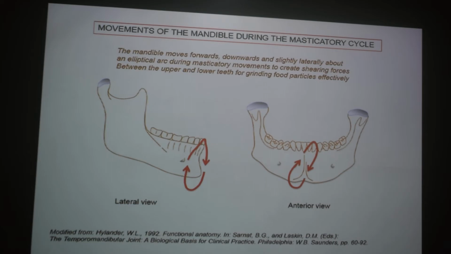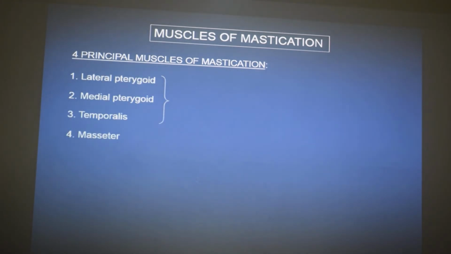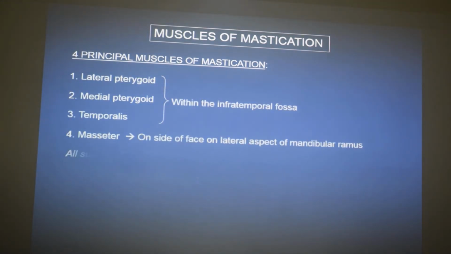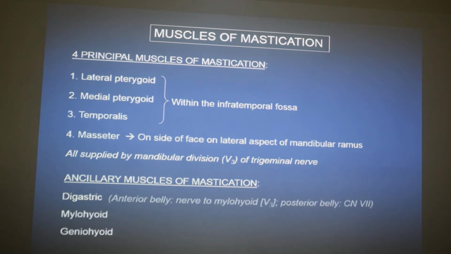And side-to-side movement is alternate contraction of medial and lateral pterygoid. So one side would contract, one side would relax. So side-to-side movement is by the alternate contraction of medial and lateral pterygoid muscle. So these are the principal muscles supplied by the trigeminal nerve. Digastric anterior belly is supplied by the nerve to mylohyoid. Mylohyoid muscle is supplied by the mylohyoid nerve, and geniohyoid is by C1.